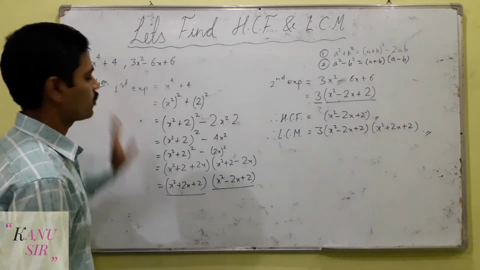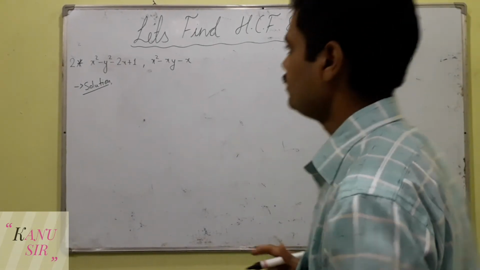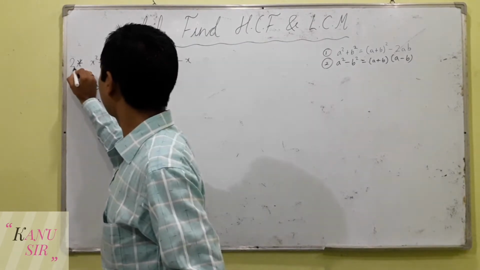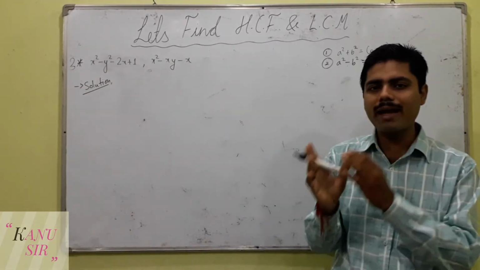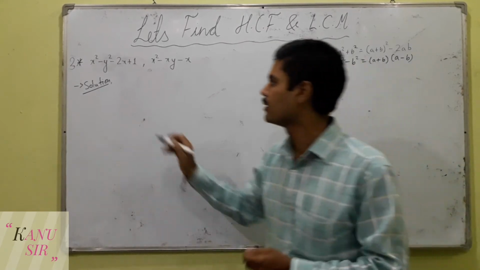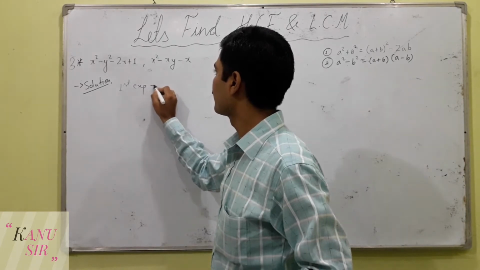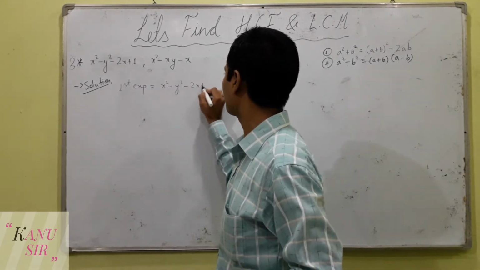Next is question number 3. Here in question number 3, we are going to learn something different, that we are going to arrange the terms in the expression. Let's see what is there in the first expression: x square minus y square minus 2x plus 1.